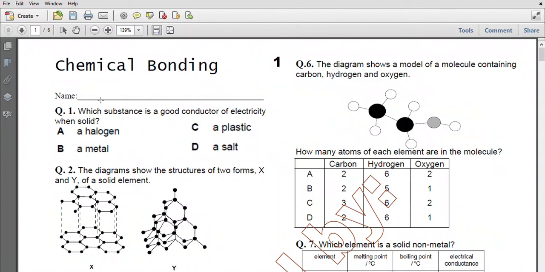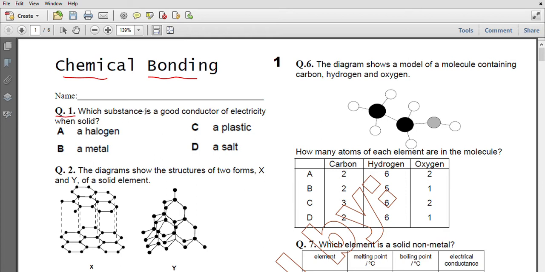Assalamu alaikum, dear student. Today we are going to solve a worksheet related to the topic chemical bonding, and it is specially designed for the level 1 and level 2 students. So going to start the first question.